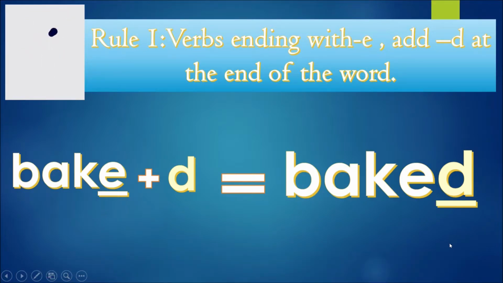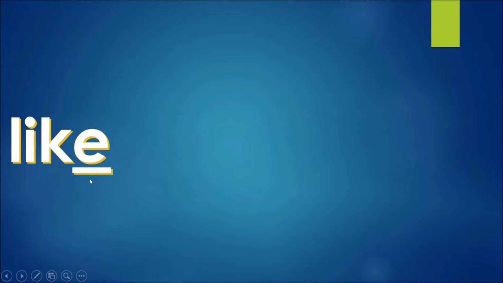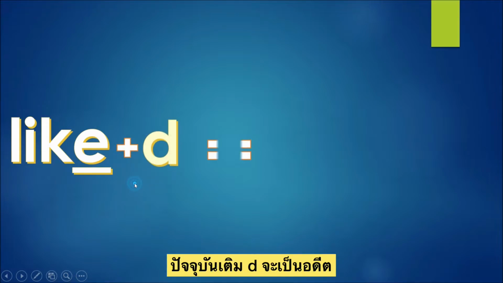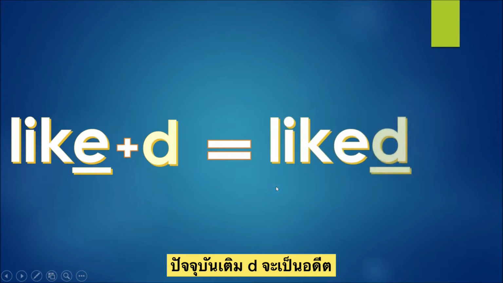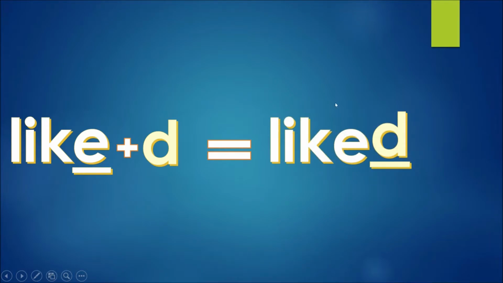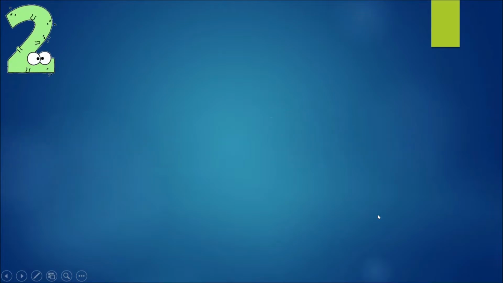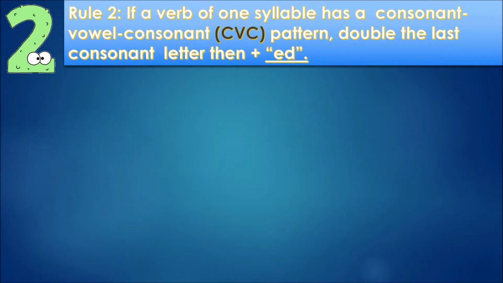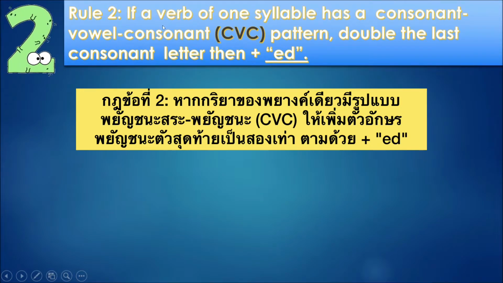Another word we have is like. The word like ends with E. The rule is you have to add D, and in the past you will say liked. So it has D already at the end. So like, liked. Understand?